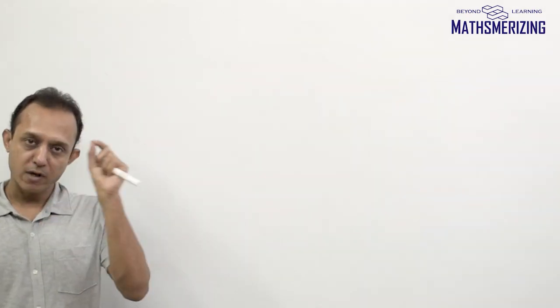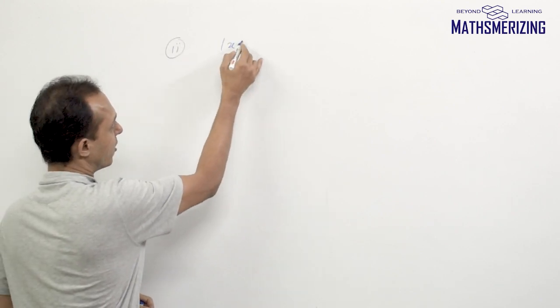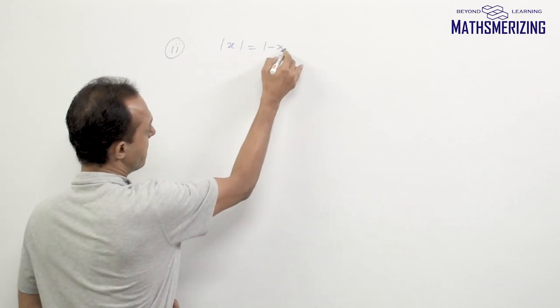Now the second property in the modulus function says, mod of x is the same as mod of minus x.